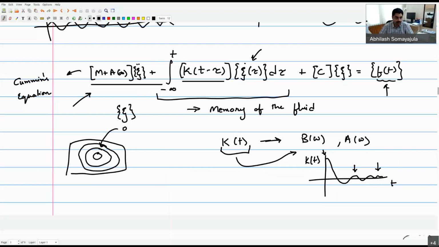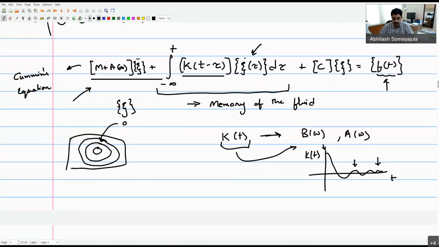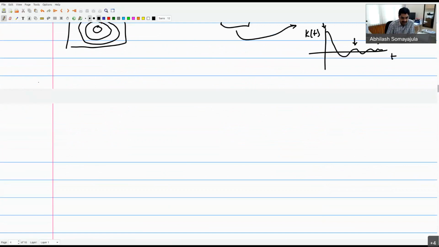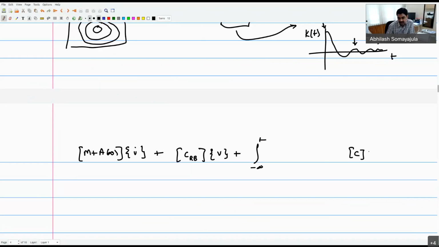So now typically, if you wanted to actually consider the so-called Coriolis matrices as well, you would have had to do something like M plus A of infinity times the v dot vector, plus the C_RB, the so-called C matrix, which is the Coriolis matrix in this case, times v, plus this convolution integral, plus the stiffness matrix times displacement, equal to the external force. Something like that you would have had to solve ideally.